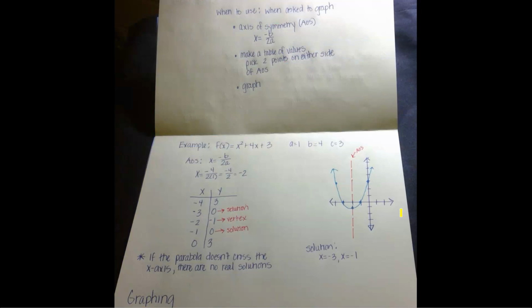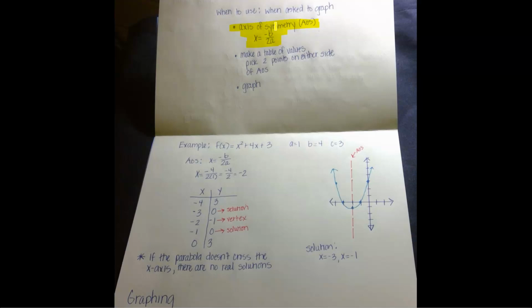Then we looked at graphing. If we have it in vertex form, we already know what our vertex is. But if it's in standard form, we can find our axis of symmetry: x equals negative b divided by 2 times a. Make a table of values, pick 2 points on either side of the axis of symmetry, and then graph.